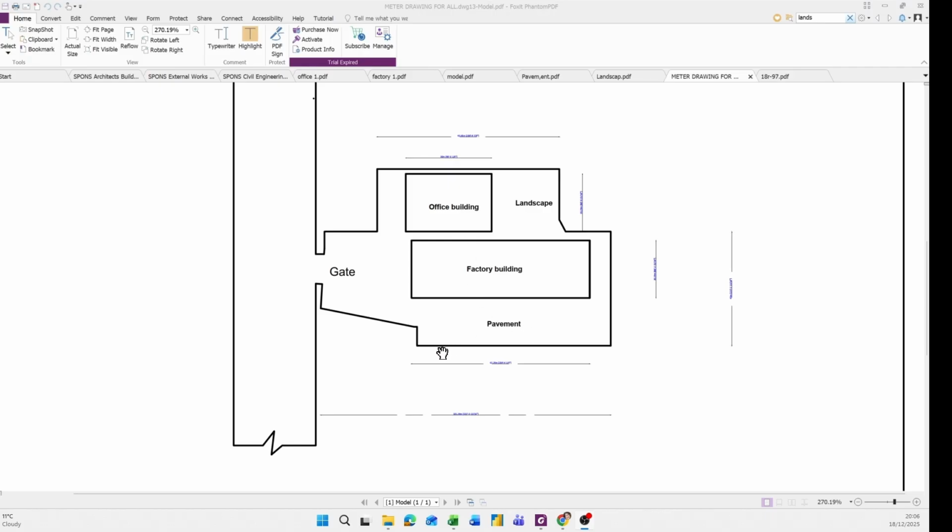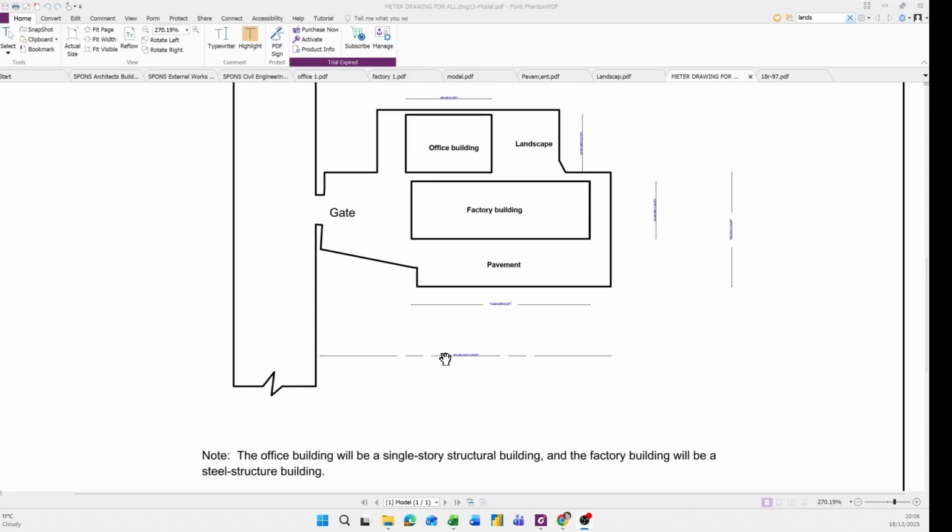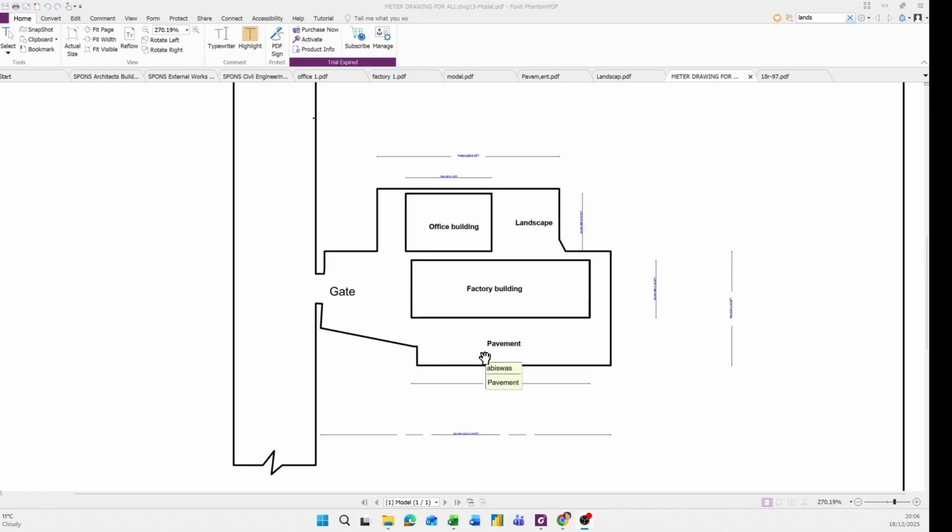And there is a pavement. The pavement doesn't have proper dimensions. Yes, the factory building has proper dimensions. The office building has dimensions. The landscape doesn't have dimensions. The gate only says gate; what kind of gate isn't mentioned. So according to this information, we need to give an estimate.